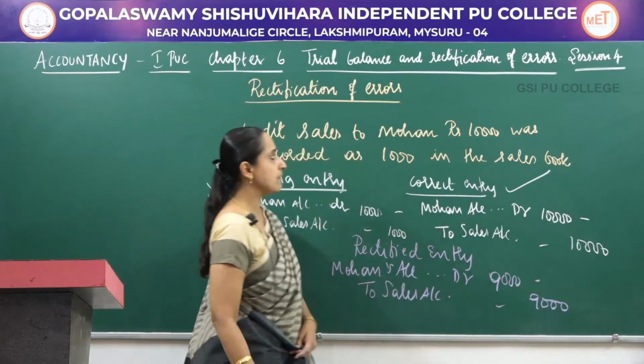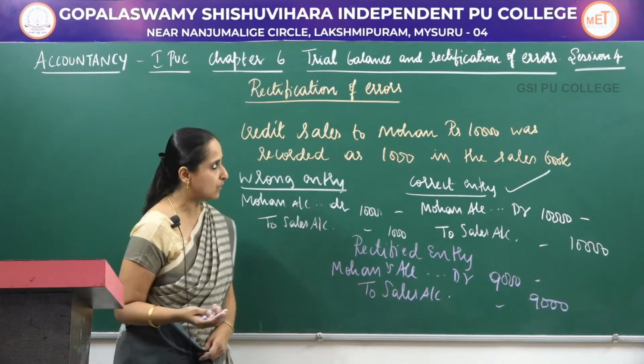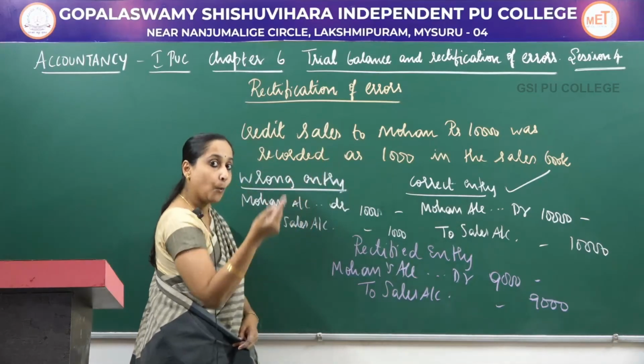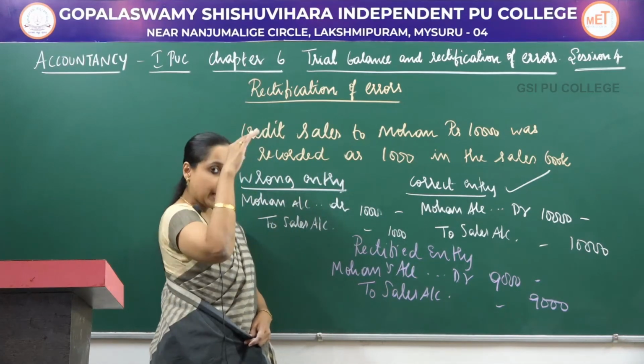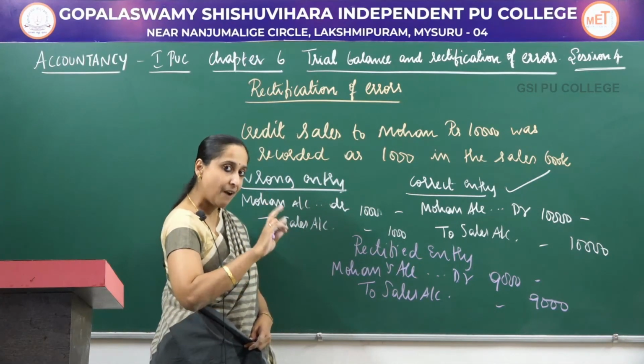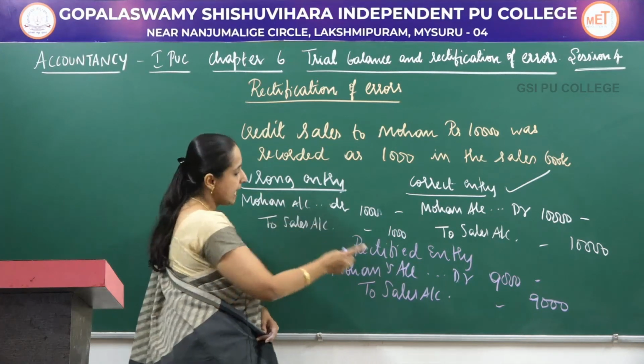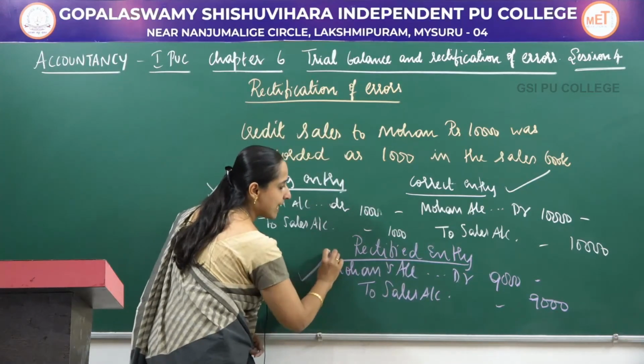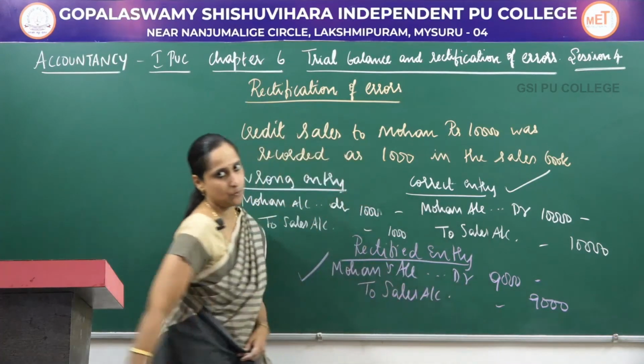Why should we write 9,000? Here, instead of writing 10,000, we have recorded it as 1,000. So now I have to deduct the amount, right? So now I have to write the difference amount in the journal entry. So this is the rectified entry: Mohan's account debit to sales 9,000.